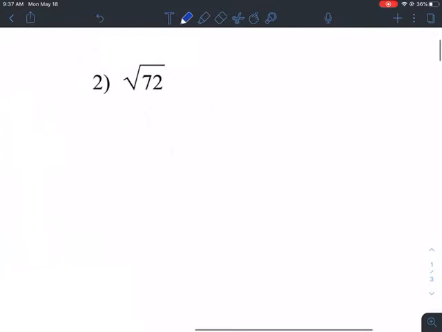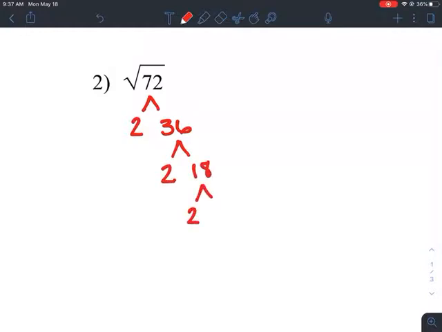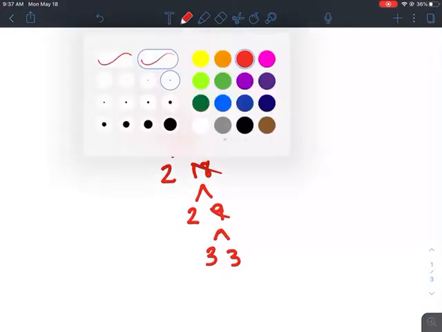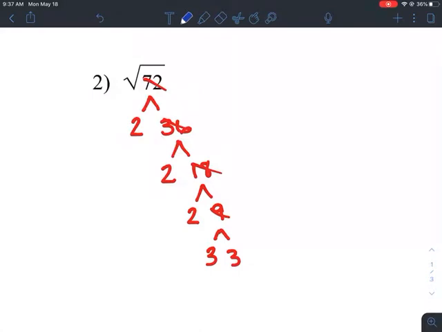And just remember, it's always 2s, 3s, 5s, and 7s. So this one I divide by 2, and I get 36. I'm going to divide by 2 again, and I get 18. Divide by 2, and I get 9. Can't divide by 2 anymore, but I can divide by 3, and I get 3. So these numbers are all gone, and those are the numbers I have left. Even though I have 3 2s, I only want to circle 2 of them because this is a square root. So we're only looking at pairs of numbers.